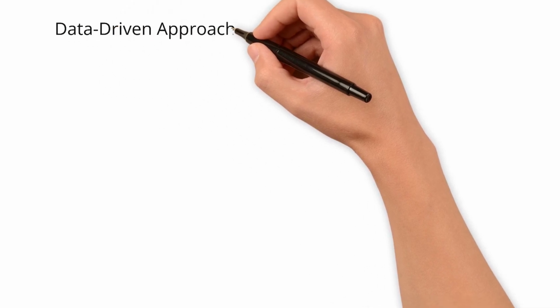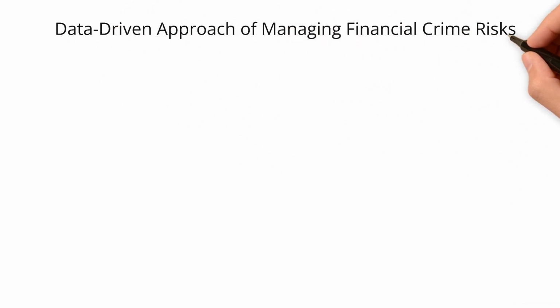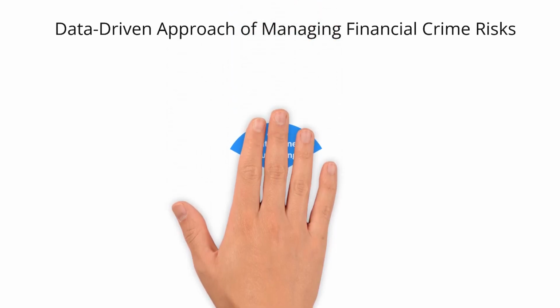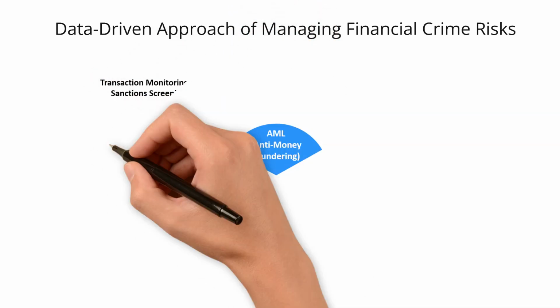A data-driven approach to managing financial crime risks in banking leverages data analytics, artificial intelligence, and automation to improve detection, prevention, and compliance. It replaces traditional rule-based systems with adaptive, real-time, intelligence-led strategies. What are the key components of financial crime risk management when it comes to AML, anti-money laundering, transaction monitoring?